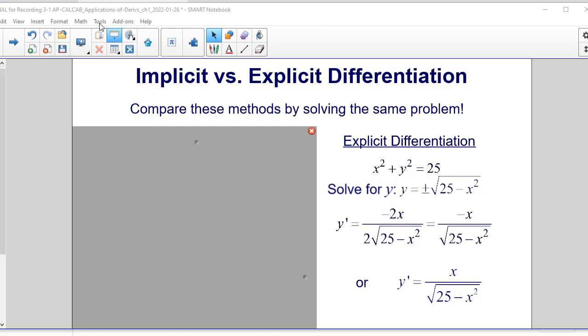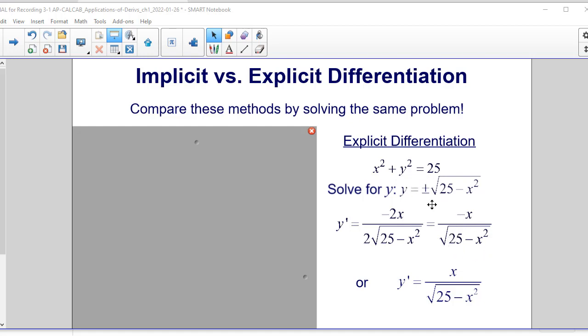Let's take a look at implicit versus explicit differentiation, and we're going to compare two methods. For explicit, we're going to start out with the equation x squared plus y squared is equal to 25, and we solve for y. That gives us y is equal to plus or minus the square root of 25 minus x squared. When we differentiate that and simplify, that's going to give us negative x divided by the square root of 25 minus x squared.